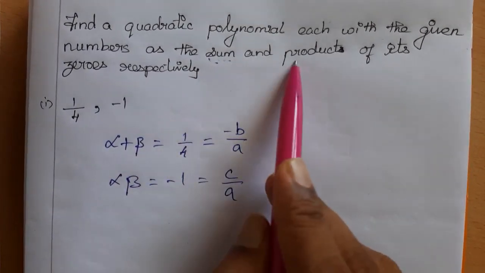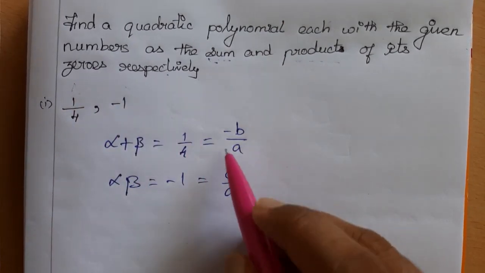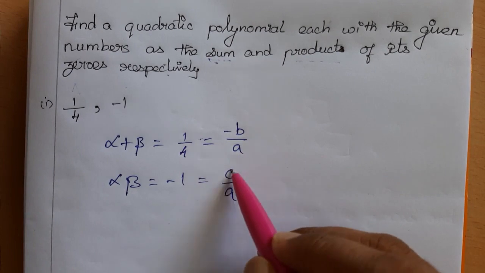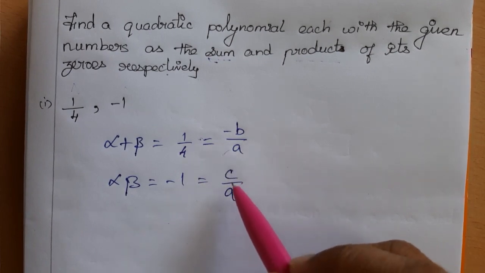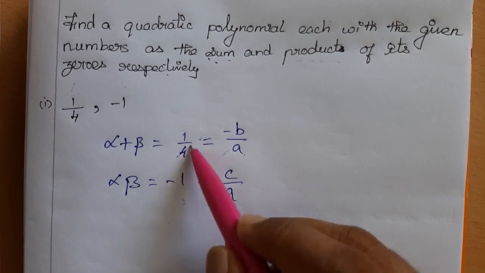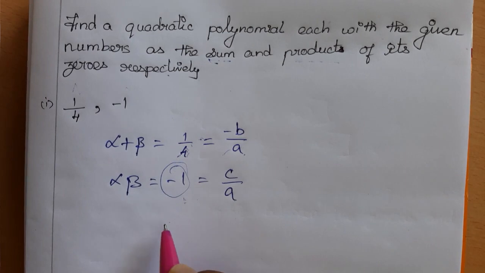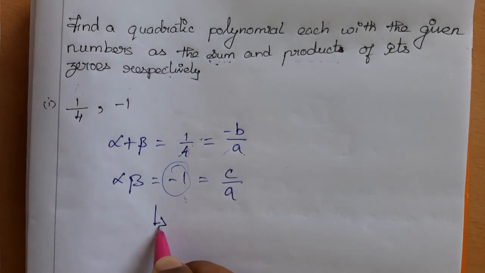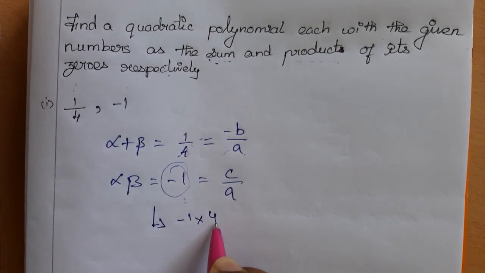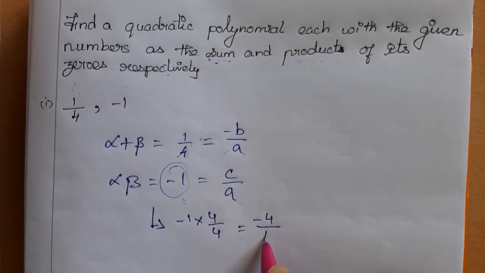It is given as sum and product respectively. The first one is the sum, the second one is the product. So comparing both, we can find what is a, what is b, and what is c. So first we have to find the value of a. The both should be the same, right? Is it the same? No, but we can rewrite this -1 as -1 into 4 by 4, just an equivalent fraction. So it will become -4 by 4.